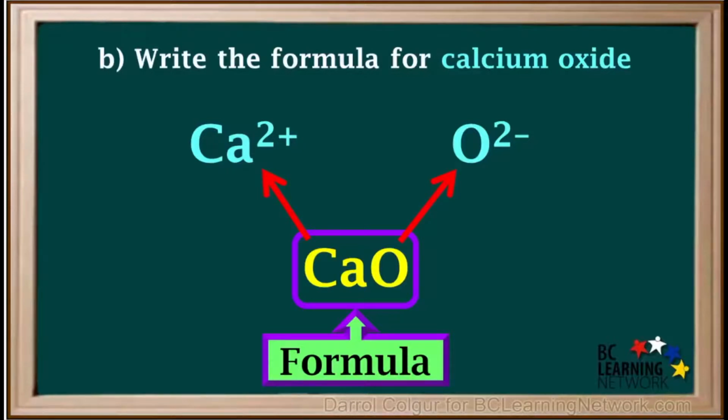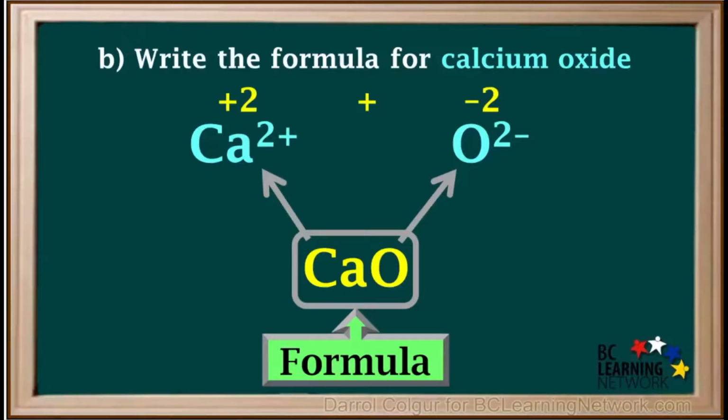Checking charges, we have 1 Ca2+ ion and 1 O2- ion. So the total charge is +2 plus -2, which is equal to 0. So this formula is correct.